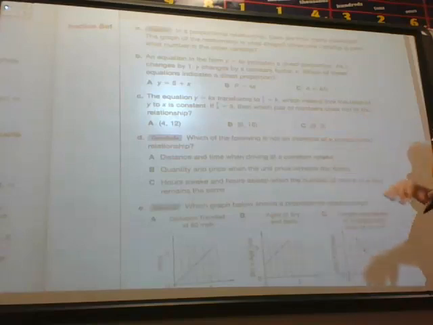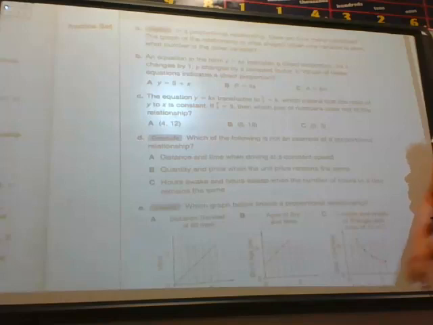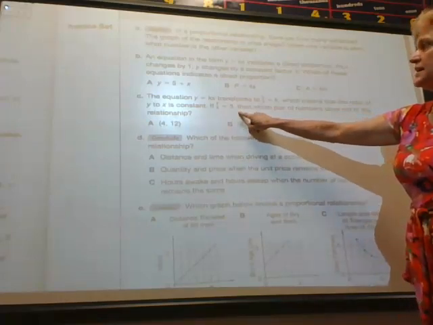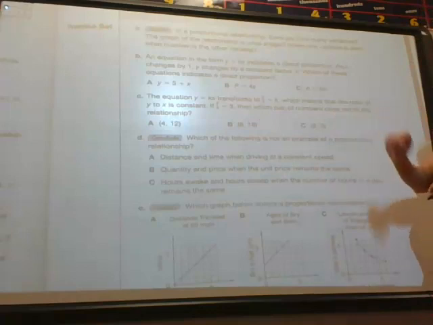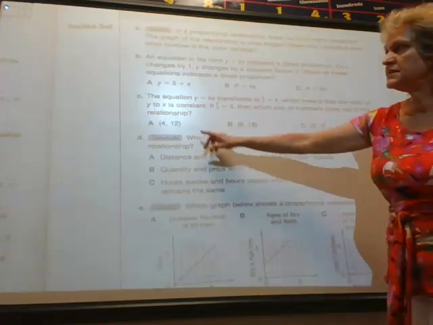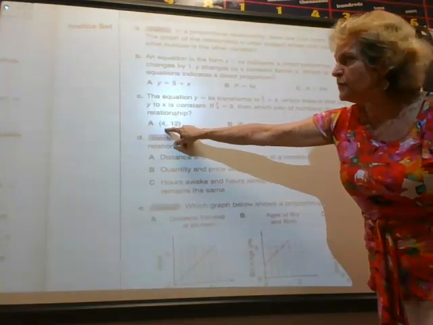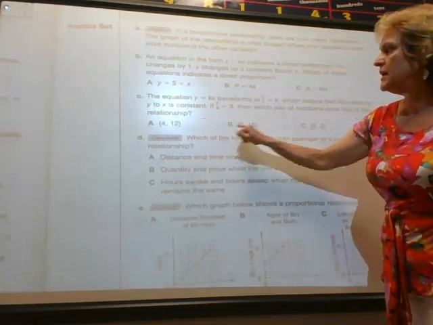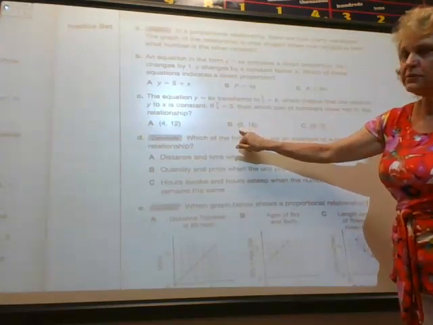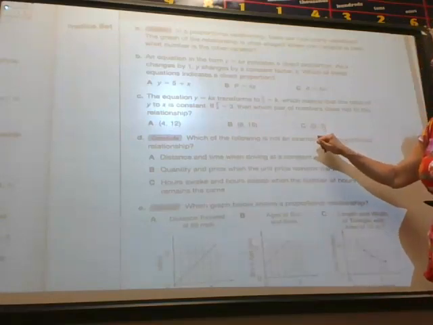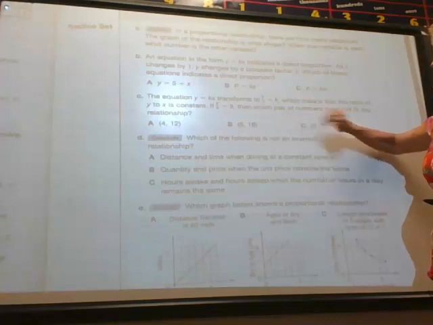All right, C. See, the equation y equals kx transforms to y over x equals k, which means that the ratio of y to x is constant. So if y over x is 3, then which pair of numbers does not fit the relationship? Okay, so 12 over 4 would be 3, that's good. 18 over 6 would be 3, good. 3 over 9, not 3, that's 1/3. All right, so it's C.